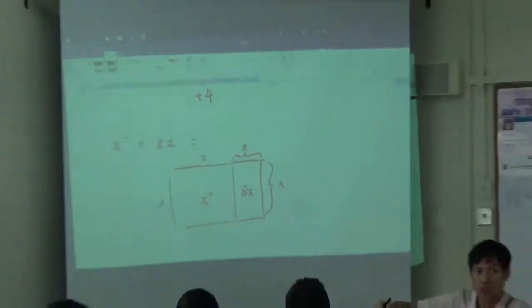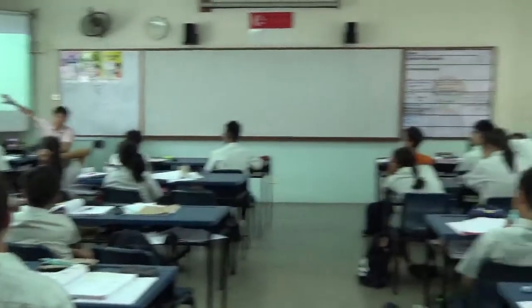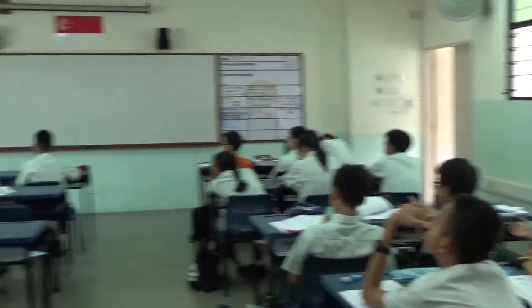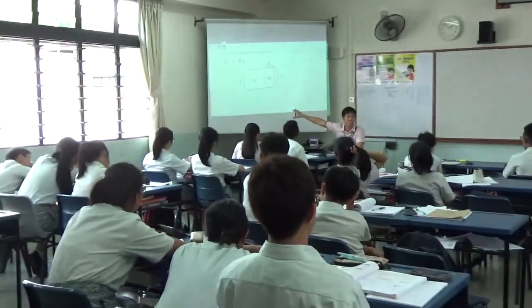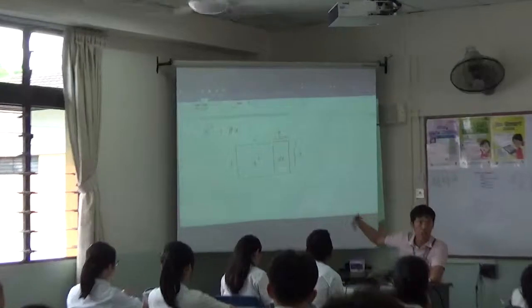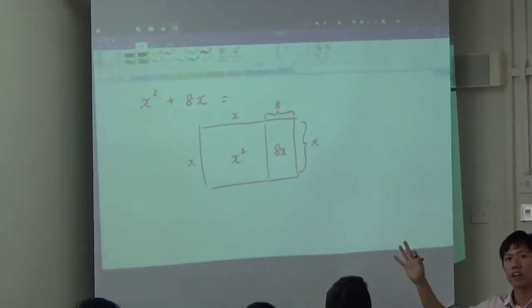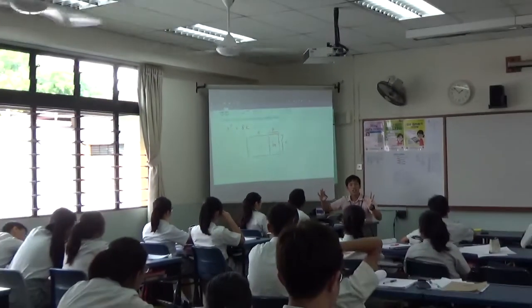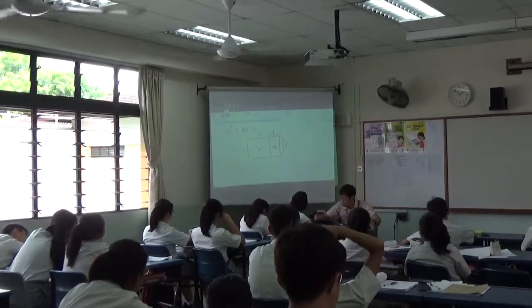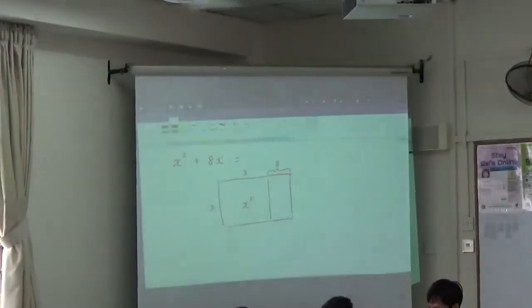What are some suggestions that you can have? Add 1 more 8x at the bottom. Then I'll still have a missing piece, right? So I still need to add another 64 over there, isn't it? Any other ways? I want a small square. I don't want such a big square. Okay, how about this?